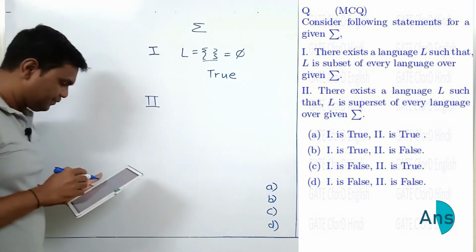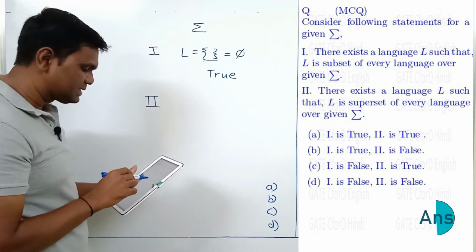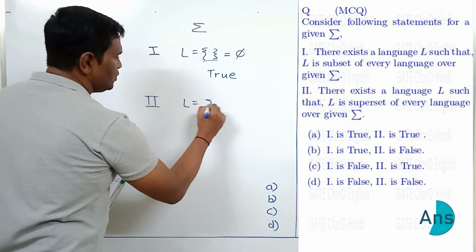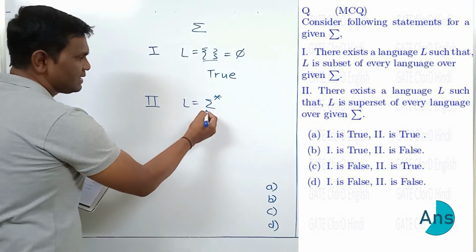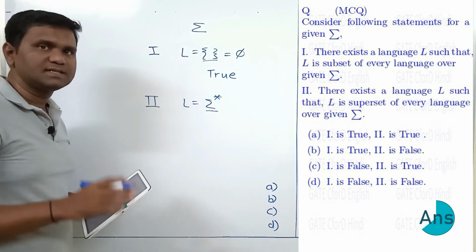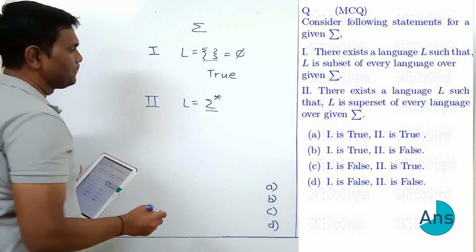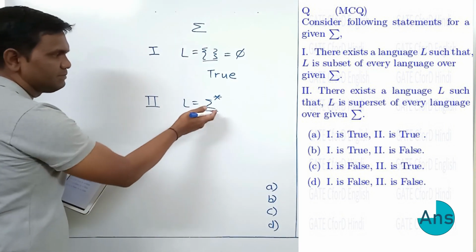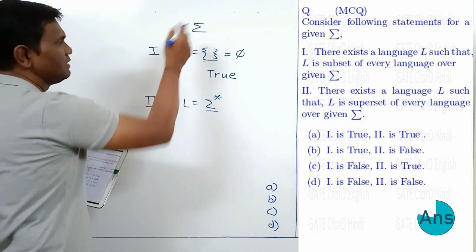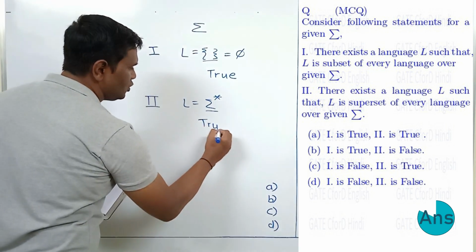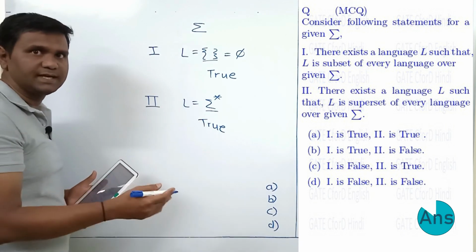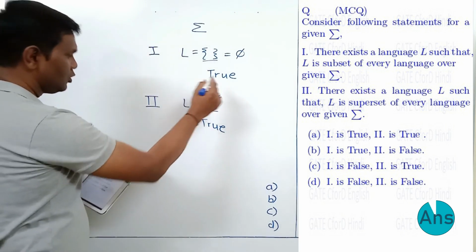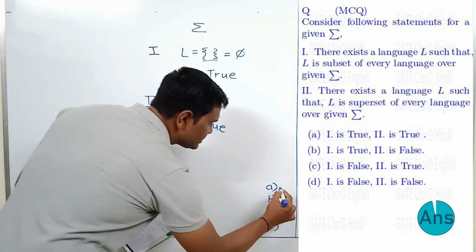And for statement 2, there exists a language L such that L is superset of every language over given alphabet. If we consider language L equal to sigma star, then sigma star contains all the strings, all strings of all lengths over given alphabet. So sigma star will be superset of every language over given alphabet. So this statement is also true. Sigma star is the largest possible set. It contains all strings. It will be superset of every language over given alphabet. So both statements are true. So option A is correct answer.